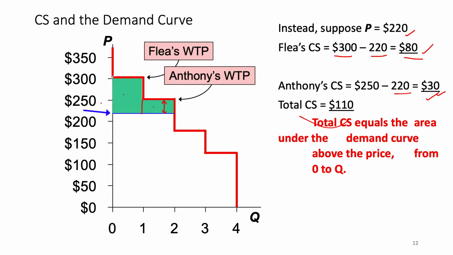So this area here, which is below the demand curve but above the price, and the cutoff of this area is determined by the quantity demanded at the price that we are setting. When the price is set to 220, the cutoff is determined by the fact that there are only 2 units sold, so it goes from 0 to 2. Okay, so in general, this is an important idea to make sure you internalize: the consumer surplus is measuring the area below the demand curve and above the price, between 0 and the quantity demanded at the price. Okay.